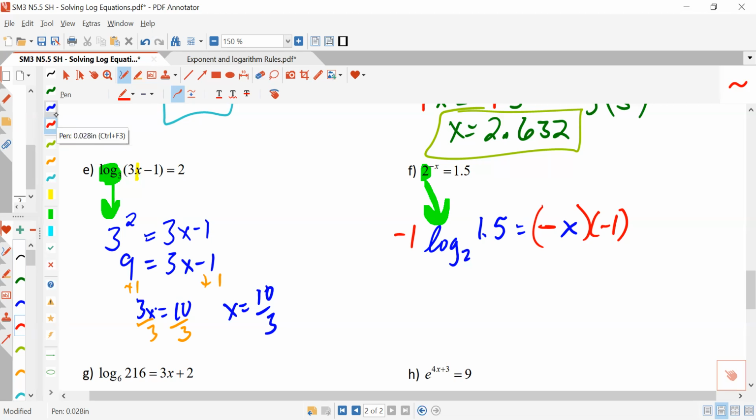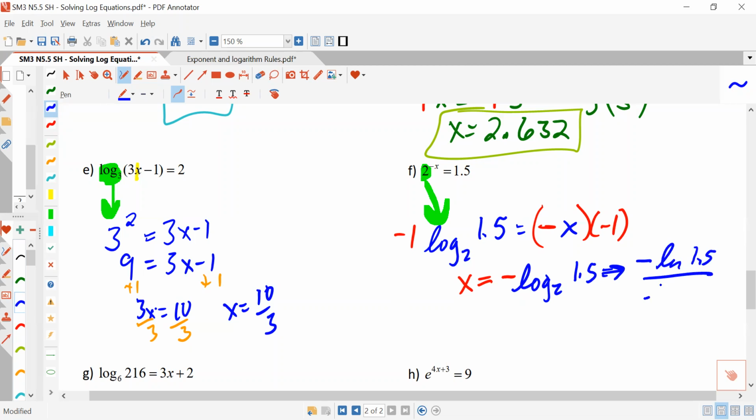All right, so continuing, x equals negative log base 2 of 1.5. So for my final answer, I need to change the base. It's going to turn into negative ln of 1.5 over ln of 2, switching out my base from log 2 to ln. Also notice I only have one negative. If I put negative top and bottom, essentially that turns it positive.